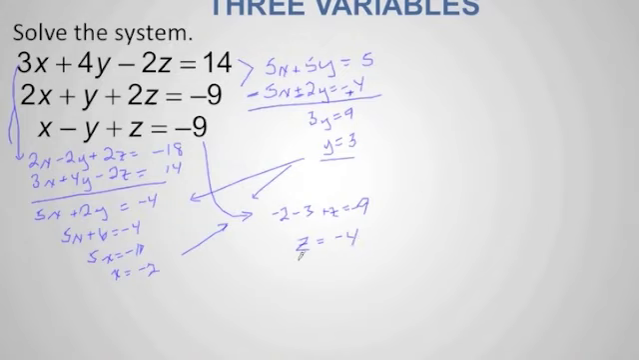And my ordered triple becomes negative 2, 3, and negative 4. I always must put them in that x, y, z order.